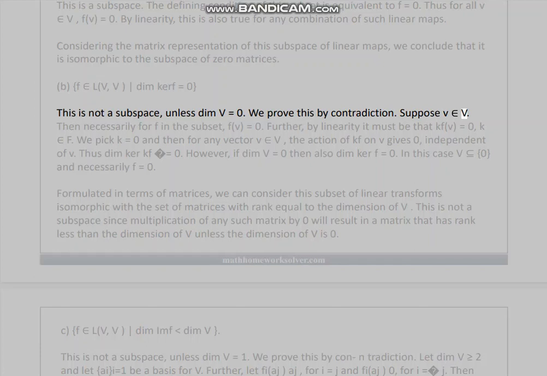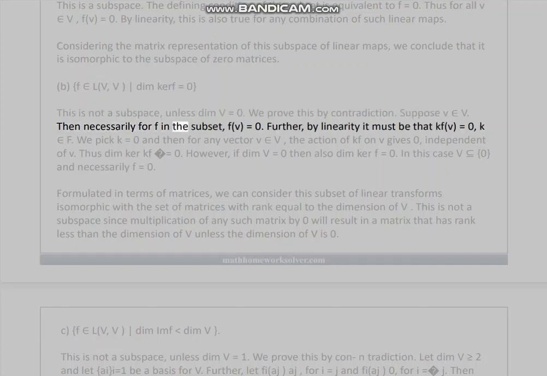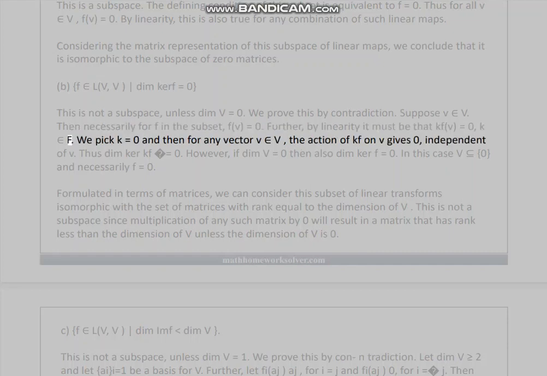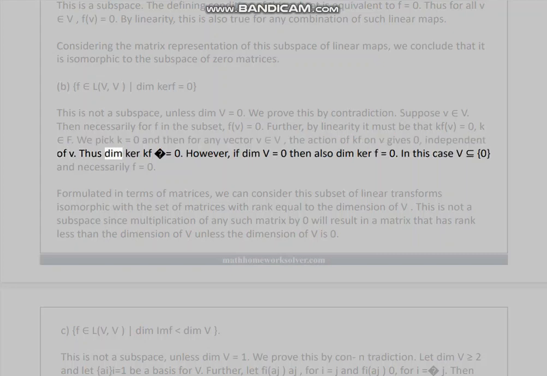Suppose it is a subspace. Then necessarily for f in the subset, f(v) equals 0. Further, by linearity it must be that kf(v) equals 0 for any k. We pick k equals 0 and then for any vector v, the action of kf on v gives 0, independent of v. Thus dim im kf equals 0. However, if dim V equals 0 then also dim im f equals 0. In this case V equals 0, and necessarily f equals 0.